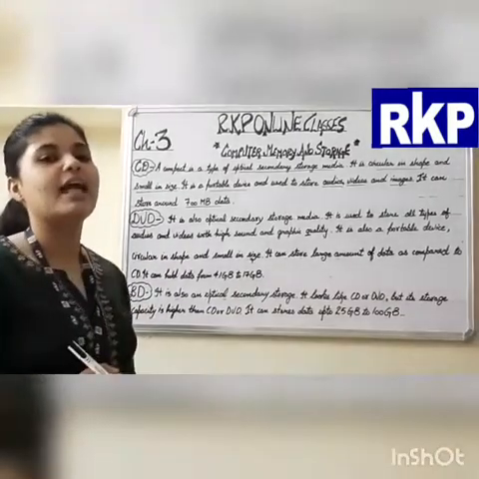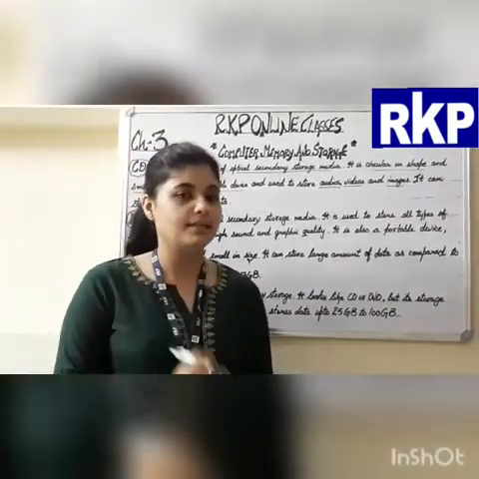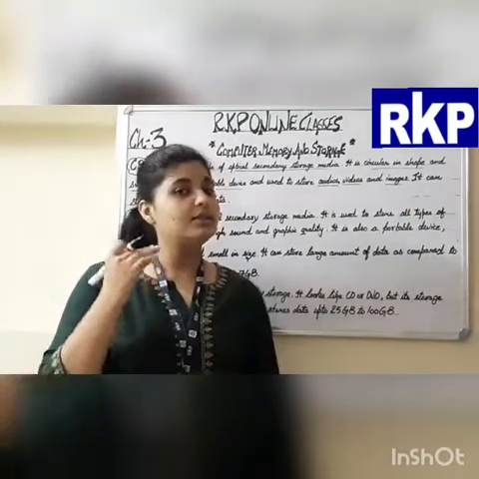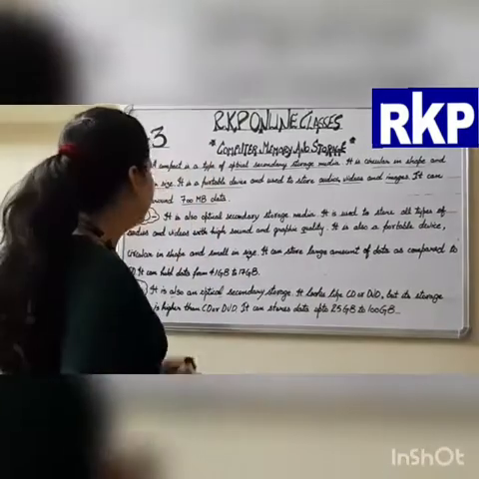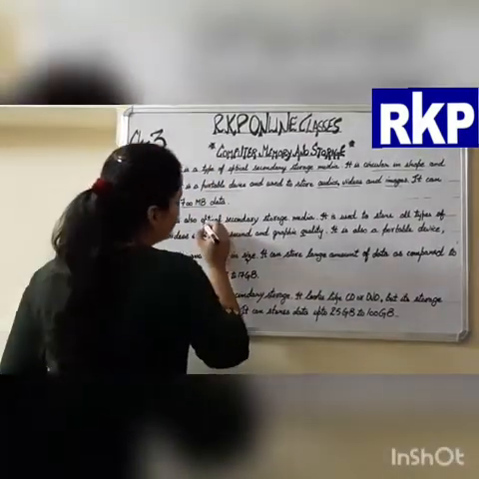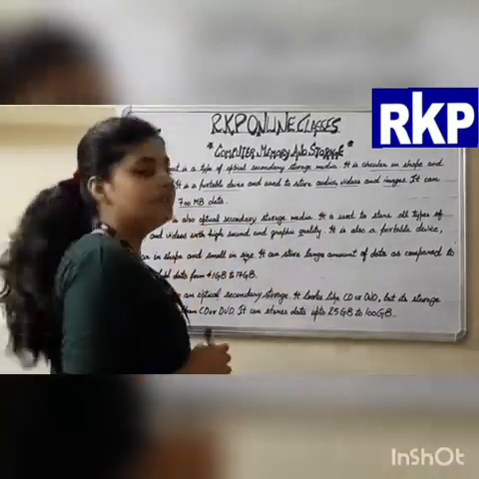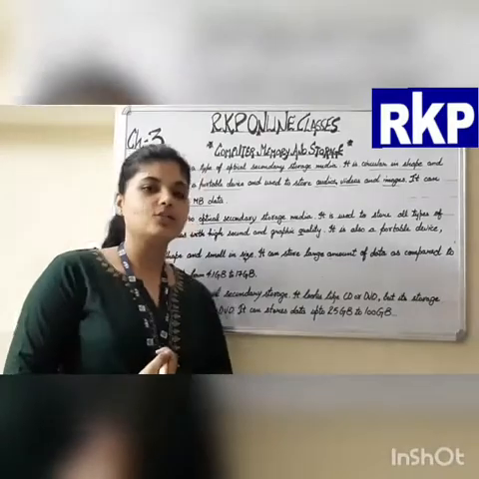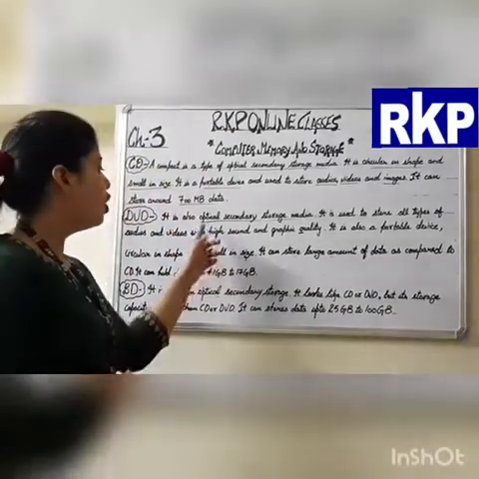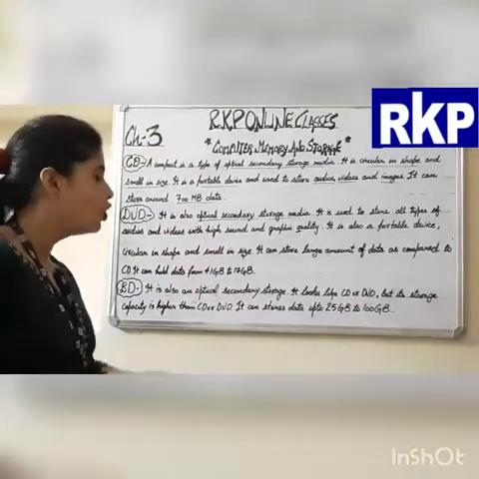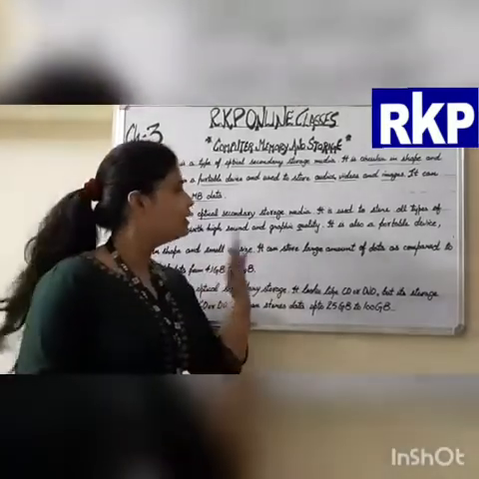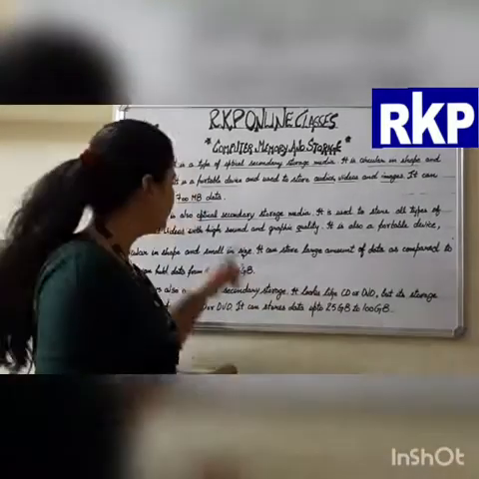Here DVD stands for digital versatile disk. Look at the definition. It is also an optical secondary storage media. As I told you earlier, CD, DVD, BD, they all are optical secondary storage media that use optical or laser light to store or read the information that is stored on a DVD.